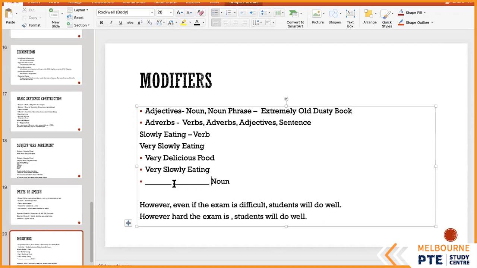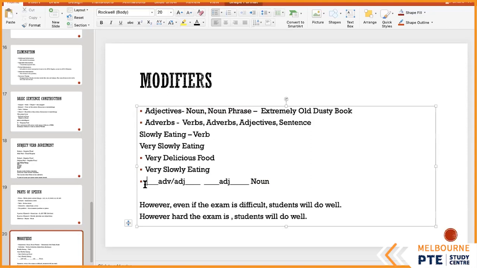Okay. Suppose I have another blank and there's a noun. What would go in this blank? This blank, we know it's an adjective. What can go in this blank? Either an adverb or what? Look at this. Noun phrase. Yeah. So if this is a noun phrase, adjective and noun, this can also be an adjective. Adjective, right?